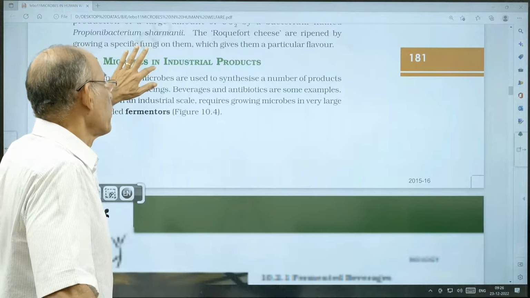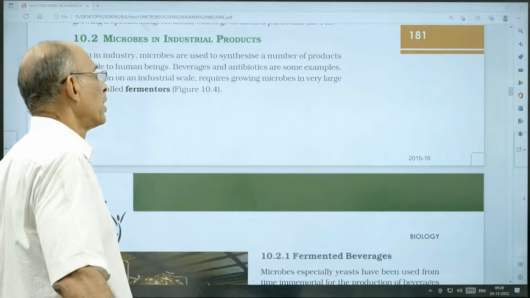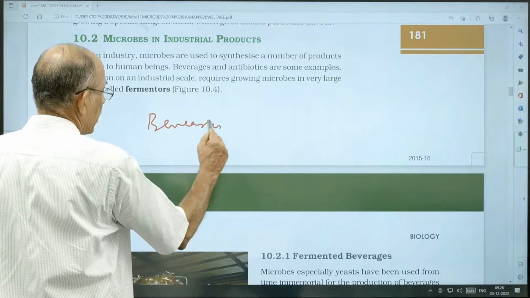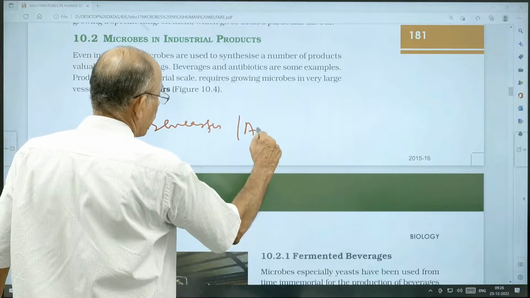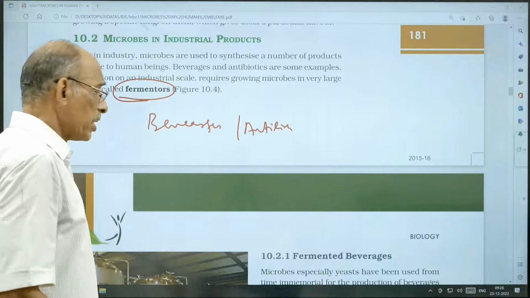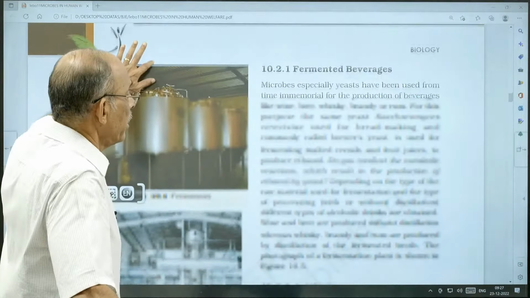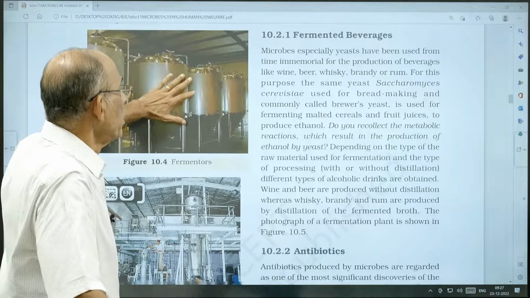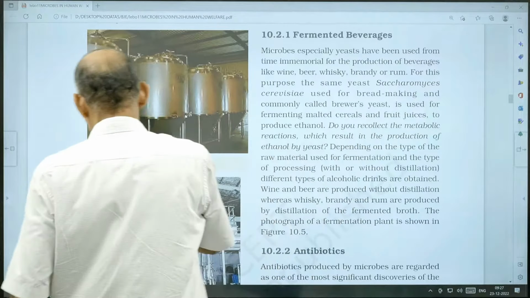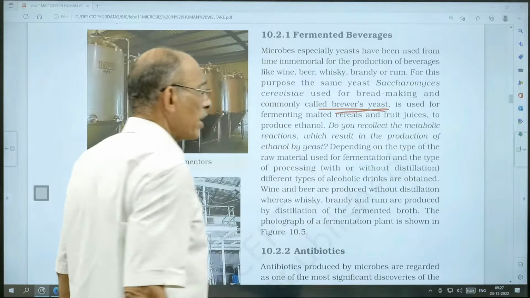Next is industrial products. In industrial products, there are mainly two examples: one is beverages, and second is antibiotics. Both beverages and antibiotics are produced in huge steel tanks known as fermenters. The yeast used for making bread is baker's yeast, while here brewer's yeast is used, where it is fermented.